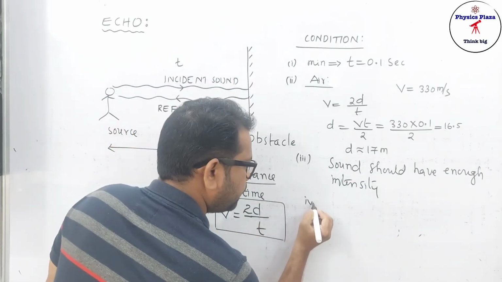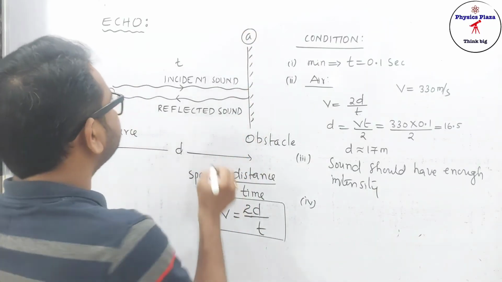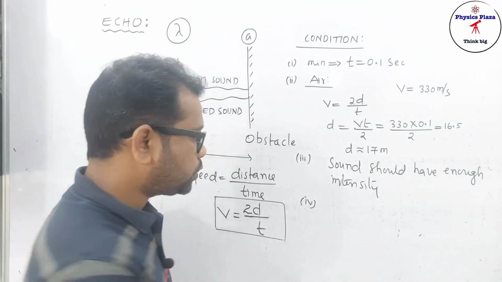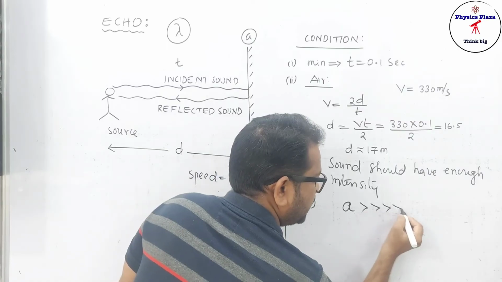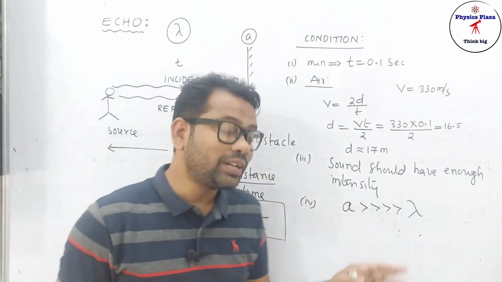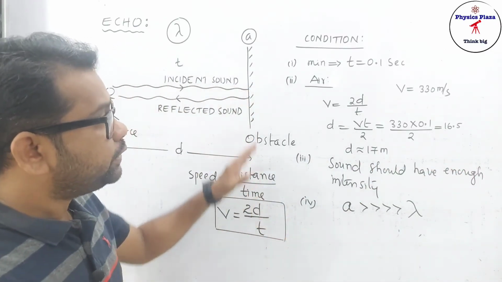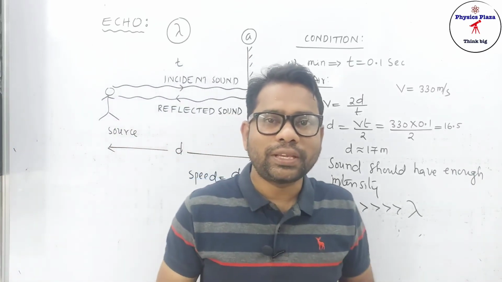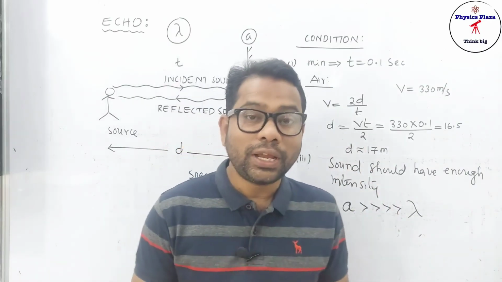And one more thing, children. Suppose A is the size of an obstacle and lambda is the wavelength of the sound. So here the size of the obstacle should be very much greater than the wavelength of the sound. Okay, children, so these are the 4 conditions to be obeyed. Then only we can hear the echo properly. So children, these are the conditions to hear the echo in a proper way.